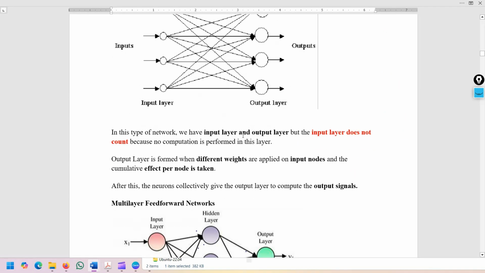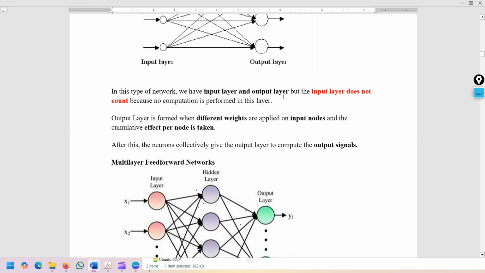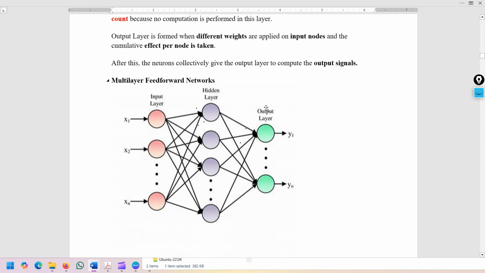This is called the single layer network: there is the input layer and the output layer. The input layer is not counted because it does not perform any computation; it is just the input layer. Then there is the multi-layer feed forward network, where in the middle there are multiple hidden layers. Each node computes a result and sends the data onward.